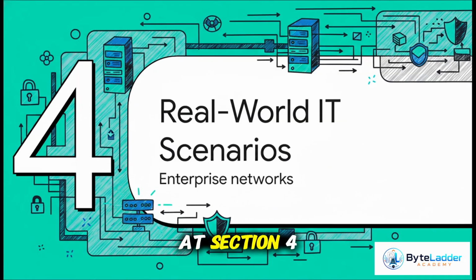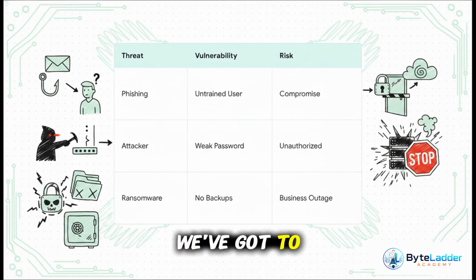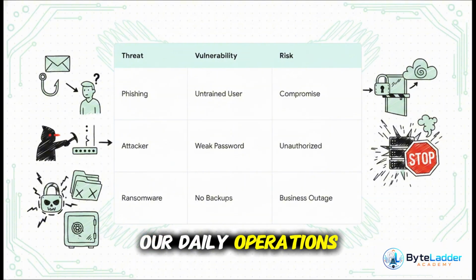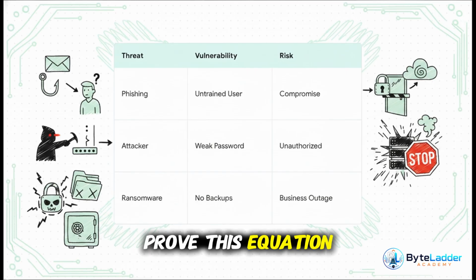Okay, let's look at Section 4, real-world IT scenarios. Now, as cybersecurity professionals, we've got to pivot these physical concepts directly into our enterprise networks to see exactly how they govern our daily operations. Let's walk through some real-world IT examples to prove this equation. If a malicious phishing email, the threat, hits an untrained user, the vulnerability, the resulting risk is account compromise.